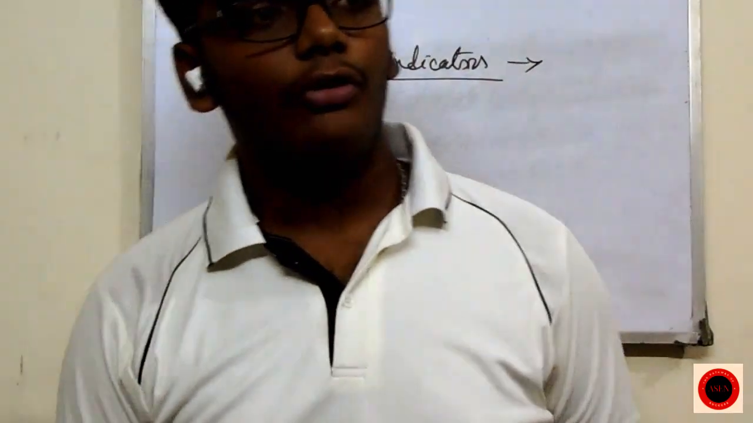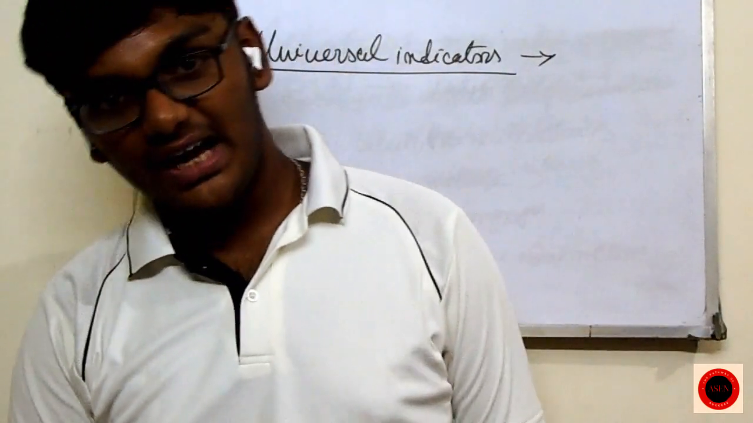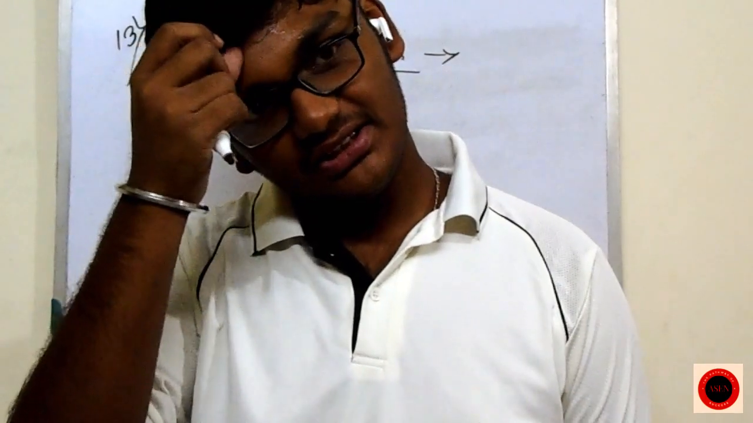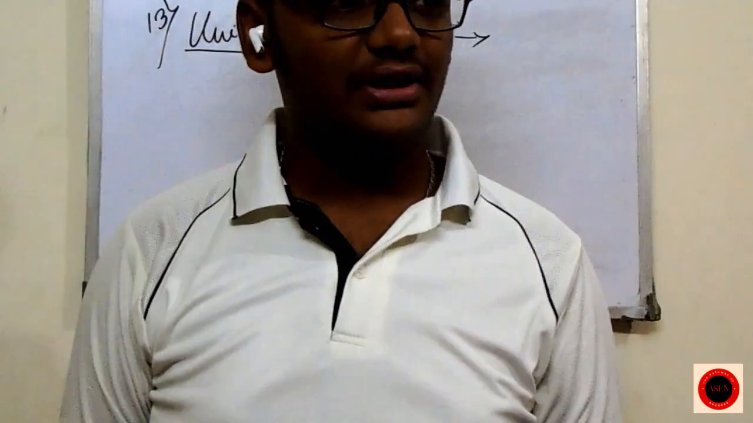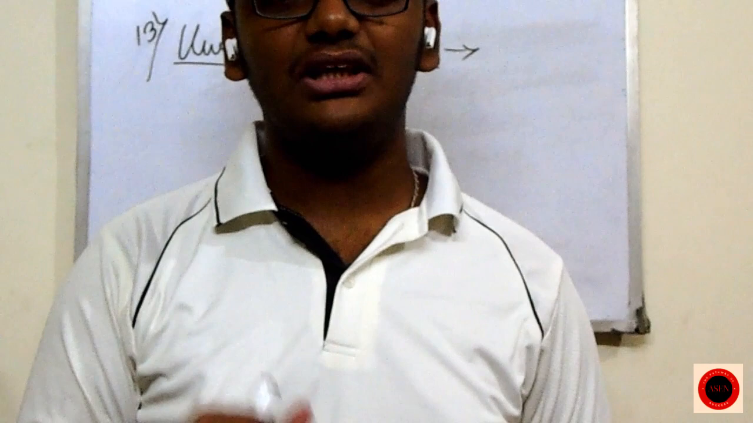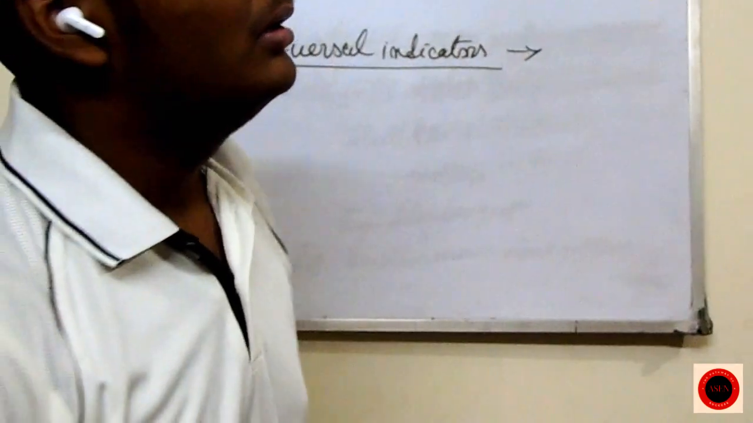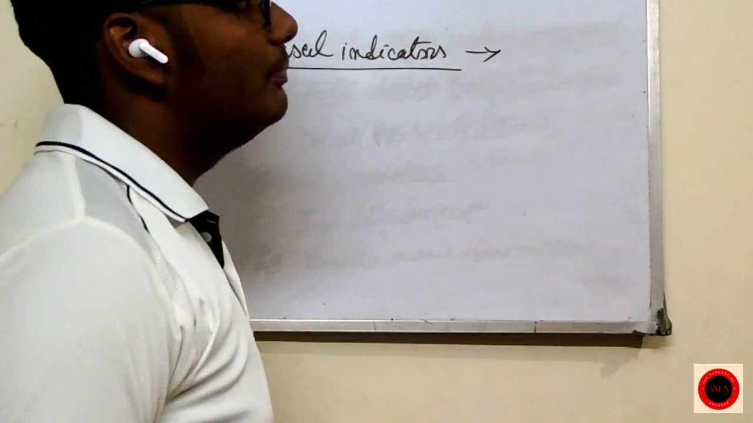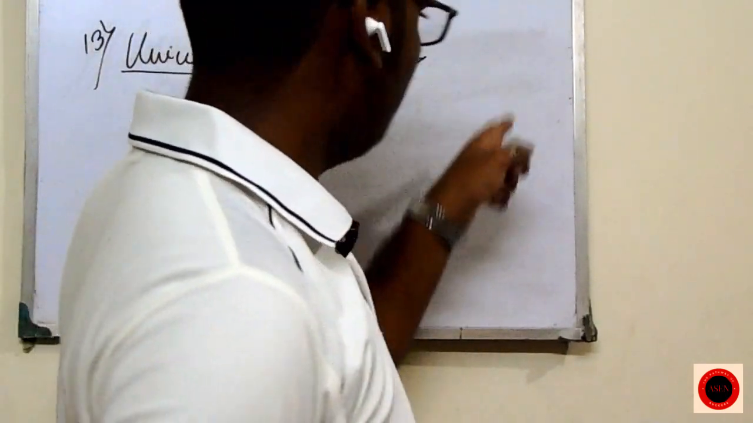Okay. What are universal indicators? What type of indicators are these? Universal indicators are the indicators which not only detect the nature of the substance but also detect their medium. Okay. Suppose pH range. Okay, I will just make a diagram in the next slide.